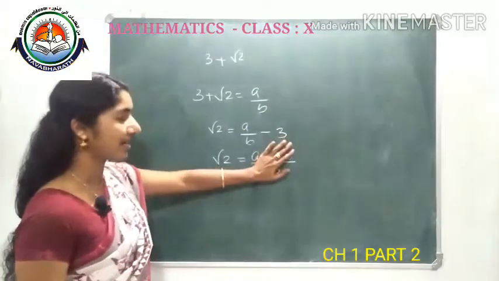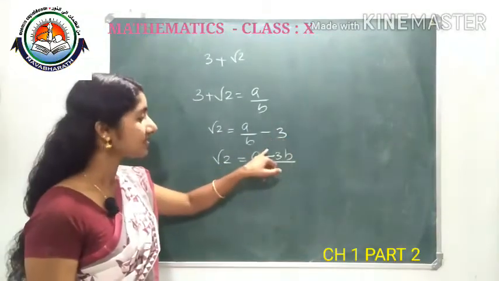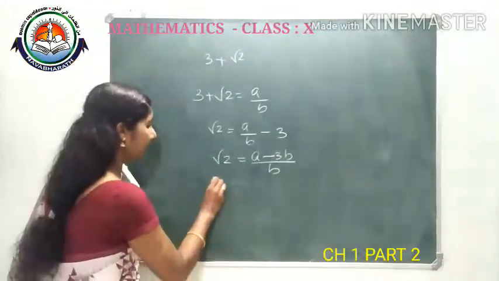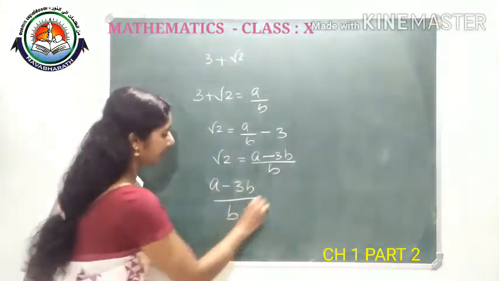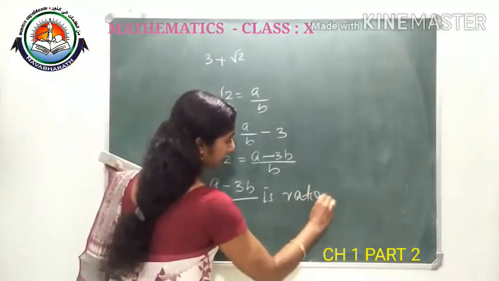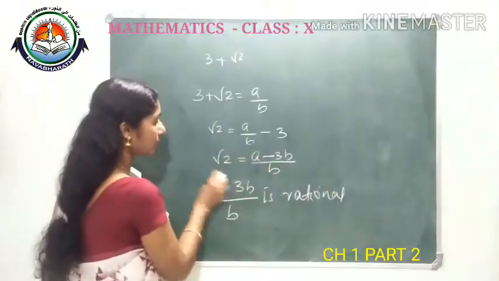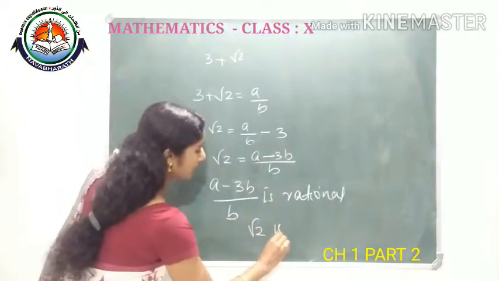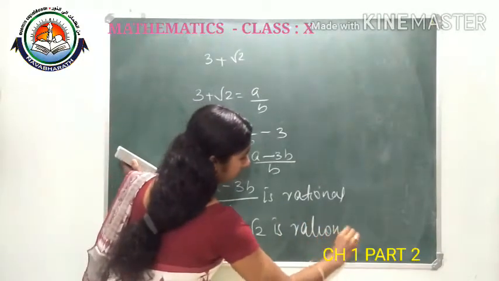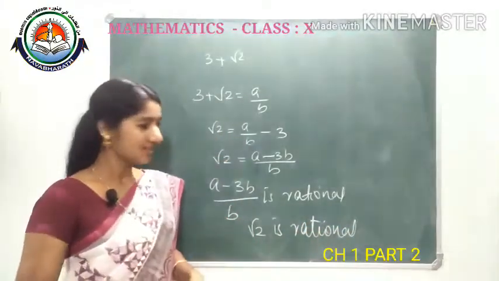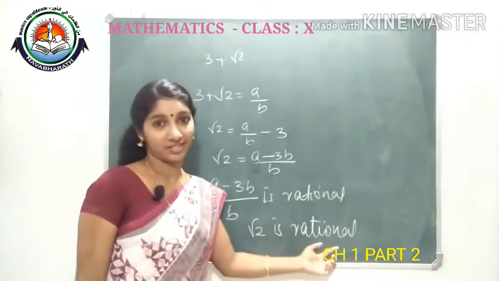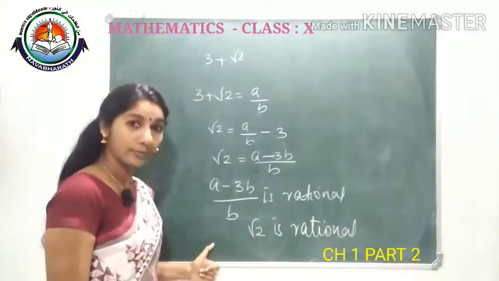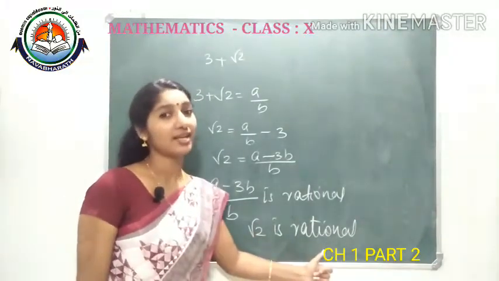So, this side is a rational number since this is integer by integer. So, the right side is a rational number. You can write, therefore, a minus 3b by b is rational. Since these two are equal, a minus 3b by b is equal to root 2, we can write root 2 is rational. See what we got? We got root 2 is rational. Is it correct? No, but you need to write here, but we know root 2 is irrational.